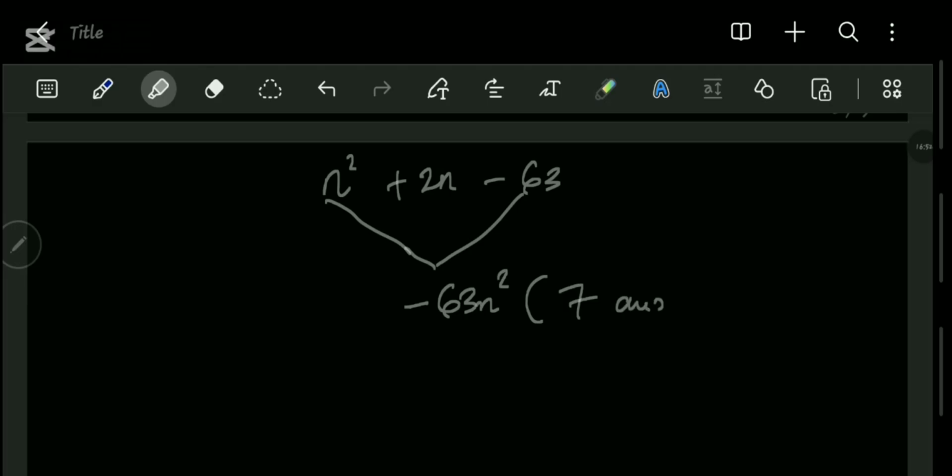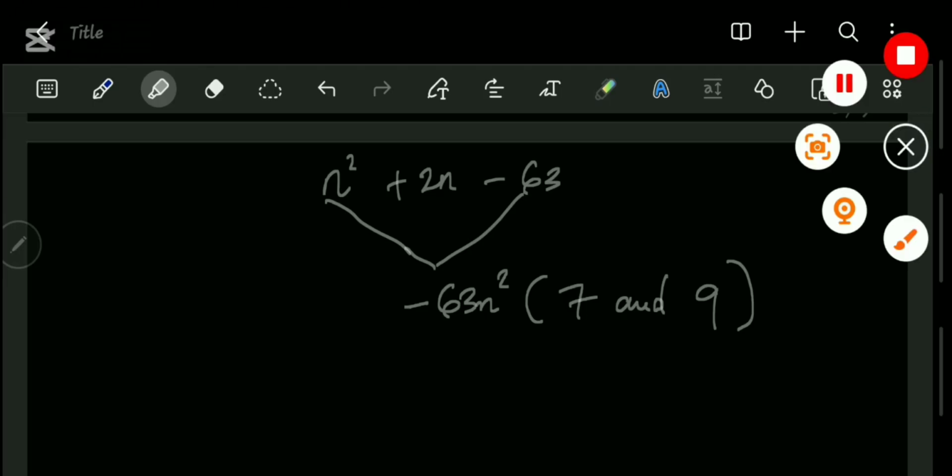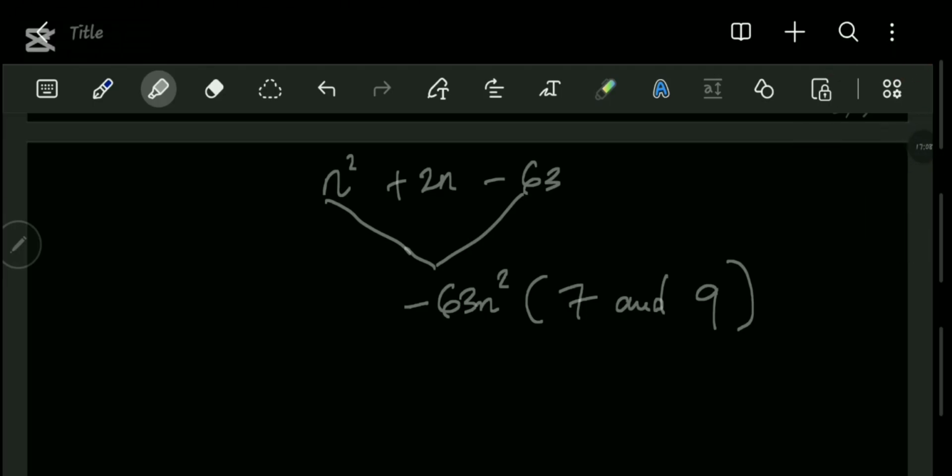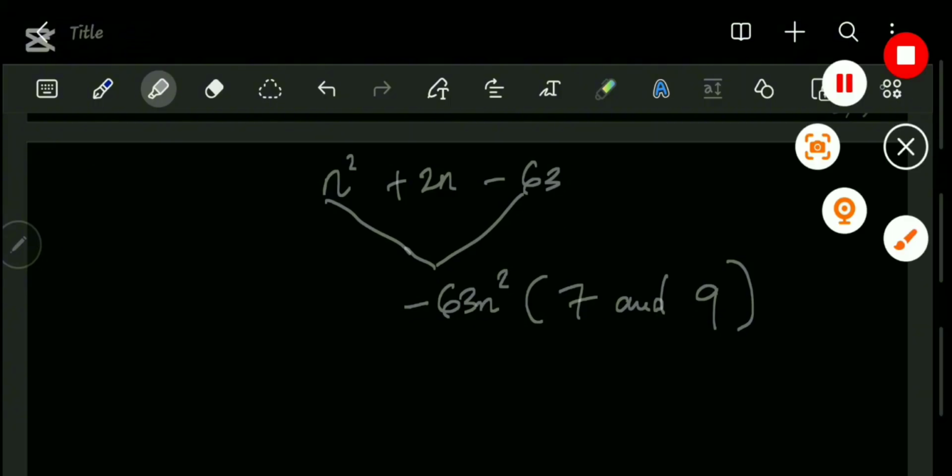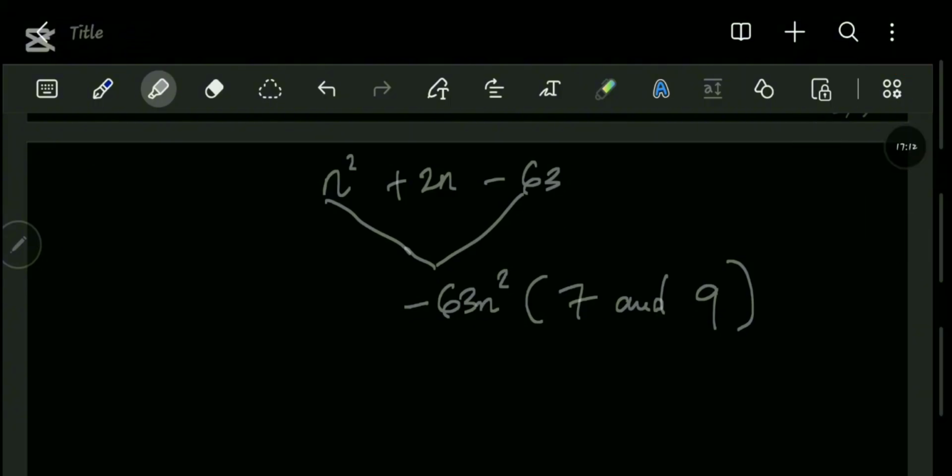So I'm using 7 and 9. Are you seeing that now? Because I know that when I add or subtract it, it's going to give me 2, right? Now what I want to do next is look for a way to multiply these 2 numbers together such that it's going to give me a negative at the end of the day.